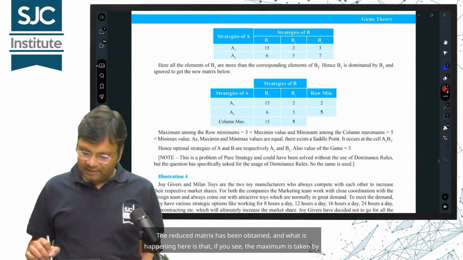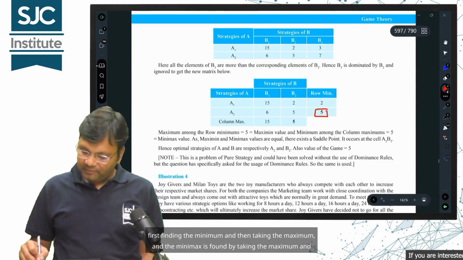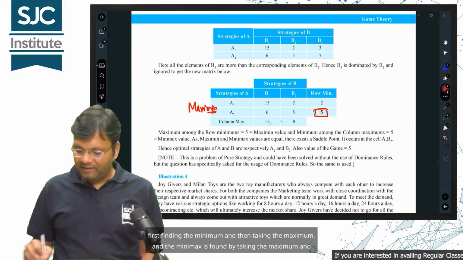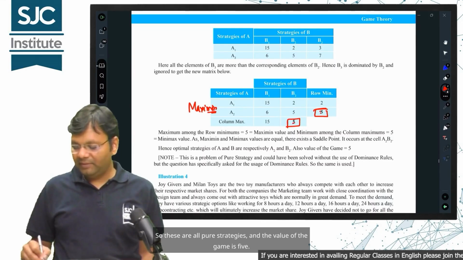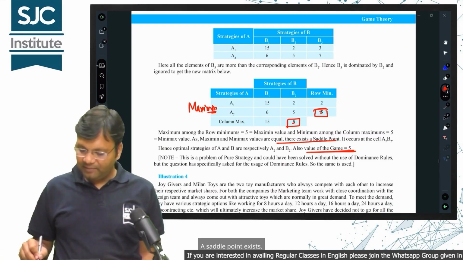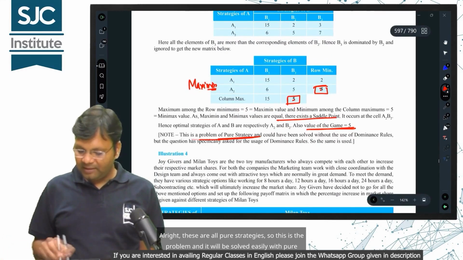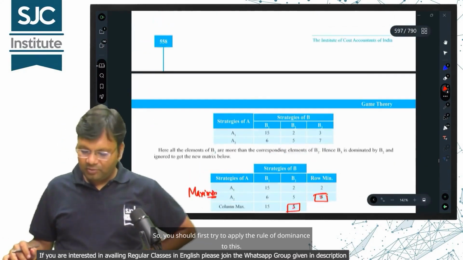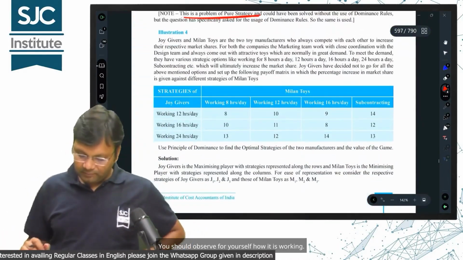The reduced matrix has been obtained, and what is happening here is that the maximin is found by first finding the minimum and then taking the maximum, and the minimax is found by taking the maximum and then the minimum. In both cases, the answer is A. So these are all pure strategies and the value of the game is 5. A saddle point exists. Alright, so this problem will be solved easily with pure strategy. You should first try to apply the rule of dominance to this. You should observe for yourself how it is working.